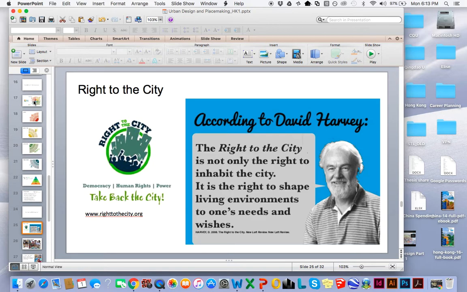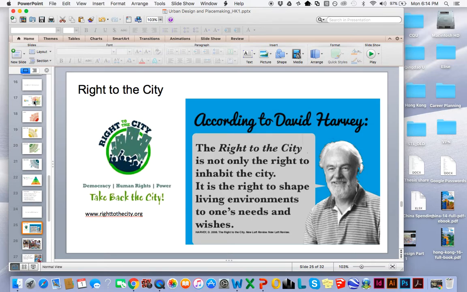And so David Harvey is one of the intellectual leaders of the movement. He's a professor at the City University of New York, which is a public university, and he's a professor of anthropology and geography. And he believes that the right to the city is not only the right to live there or inhabit the city, but it is also the right to shape living environments according to one's needs and wishes. Again, the city development shouldn't happen to you, he argues, but should happen with you.